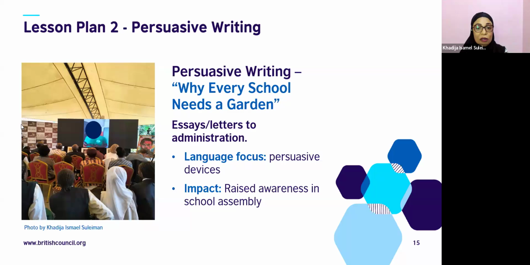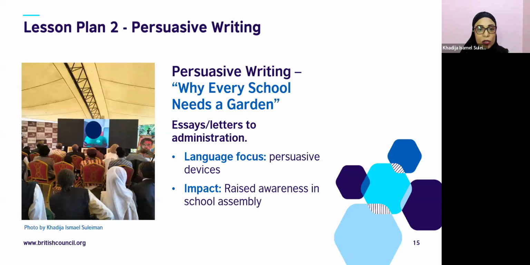So in our second activity, it was persuasive writing. The students had to master a way of convincing people to become part of the project and to be advocates of climate action and environmental stewards. So in this activity, we had to write letters to the administration.